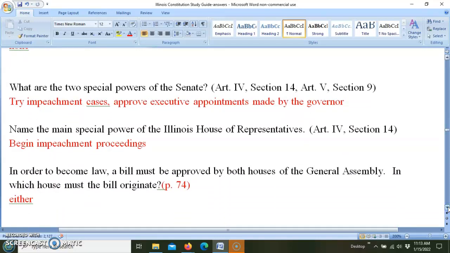Alrighty, next question. In order to become a law, a bill must be approved by both houses of the General Assembly. And in which house must that bill originate? It can originate in either house. That is, it can originate in either the House of Representatives or the Senate. It really doesn't matter which house the bill originates in. What does matter is both houses have to approve the bill in order for it to become law.